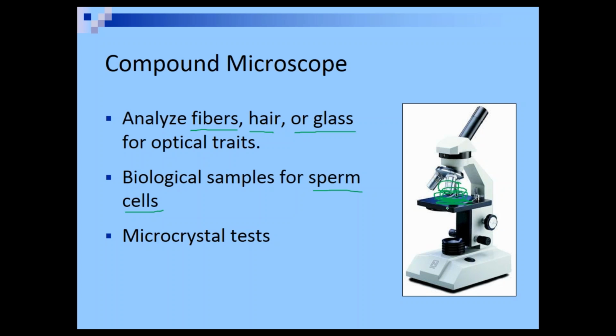If I'm looking for sperm cells, I can't just throw a piece of fabric underneath a stereo binocular microscope and zoom in until I can see the sperm cells. I wouldn't be able to get the lens close enough and still have enough light. That's why I need to mount those on a microscope slide and look at them using this microscope. The microcrystal test, which we'll talk about more with drugs, and the confirmatory test for blood that we talked about a little, would also be done on a microscope slide, and you would use a compound microscope.